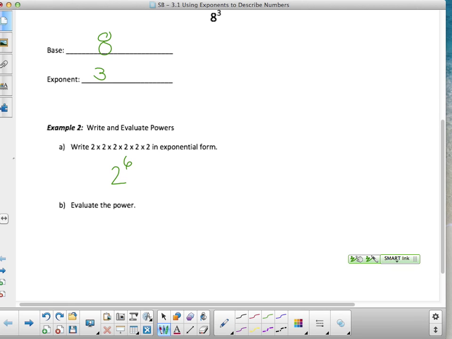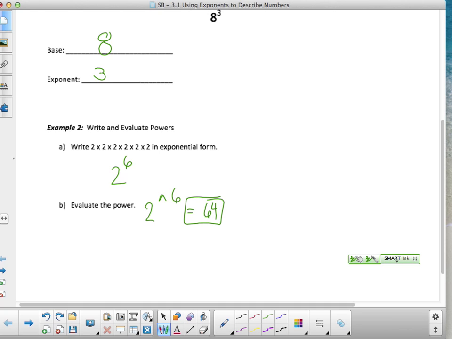And for part B, it asks you to evaluate that. So I can use my calculator to do this, or I can just plug in what I see for my exponential form. So if I take 2 in my calculator, and on my calculator it has a little tiny hat sign that I use, and then I plug in the number 6. So 2 to the 6th power is going to give me 64.